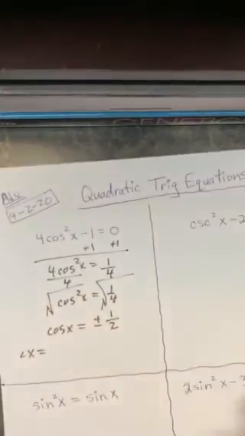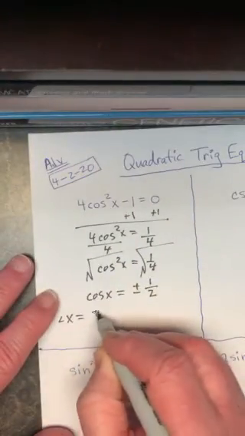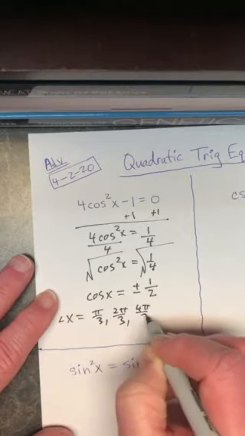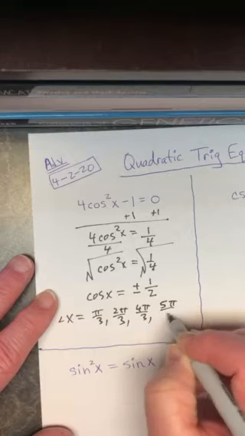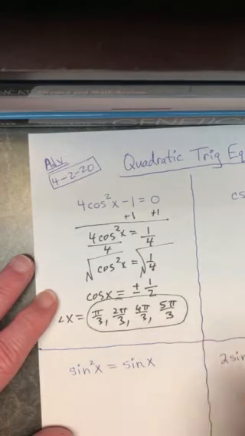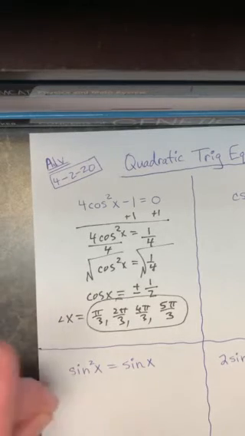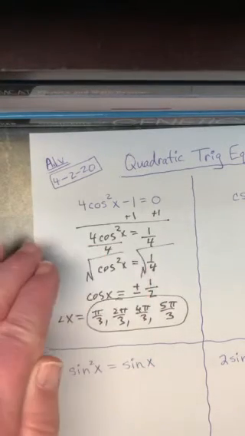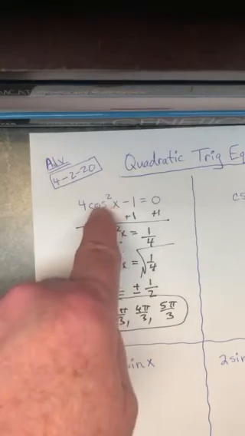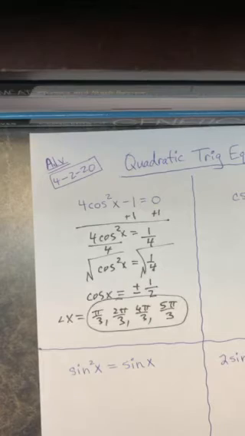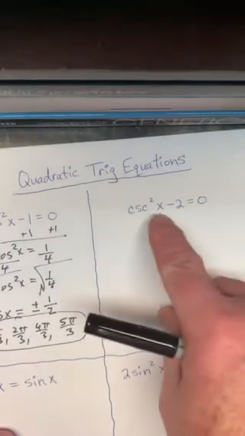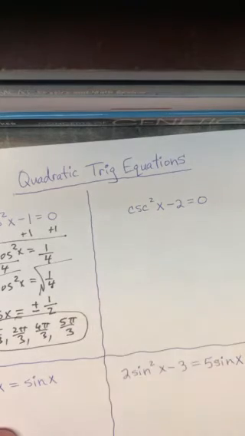So back to my paper. Angle x would be pi over 3, 2 pi over 3, 4 pi over 3, and 5 pi over 3. And who would have thunk it? Wow, 4 answers to that question, which we could have predicted. Yesterday on the linear trig equations, we always got 2 answers. Well, now, since it's a quadratic, we get 4 answers instead of 2. Go to problem number 2 here. My goal is to get the word cosecant all by itself.